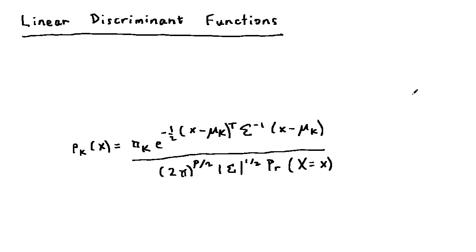Recall that we want to choose the class k for which the posterior probability P sub k of x is largest. Since the logarithm function is order preserving, maximizing P sub k of x is the same as maximizing the log of P sub k of x. When I say maximizing here, I mean maximizing over k. So we want the class k that gives us the maximum value for P sub k of x.